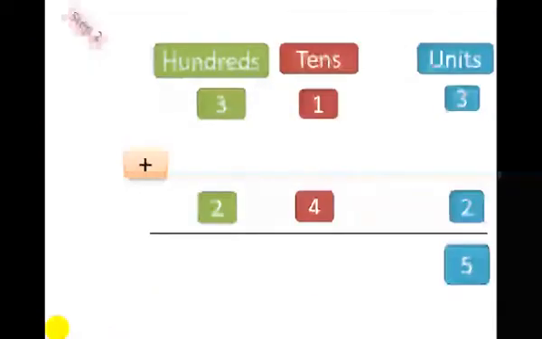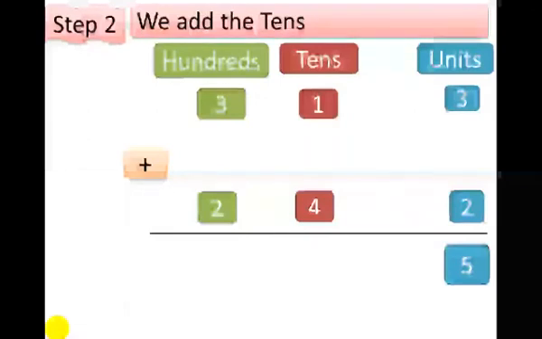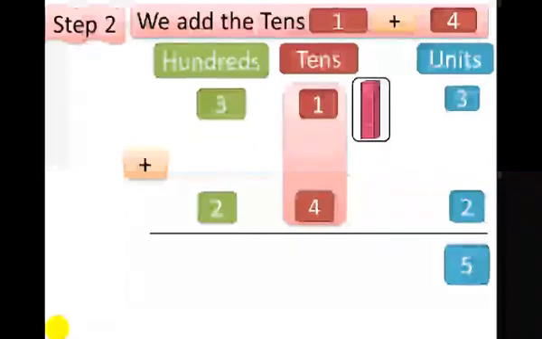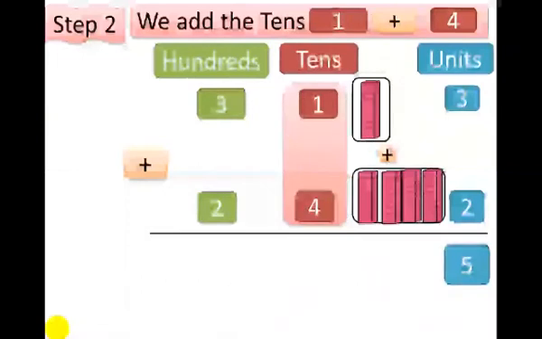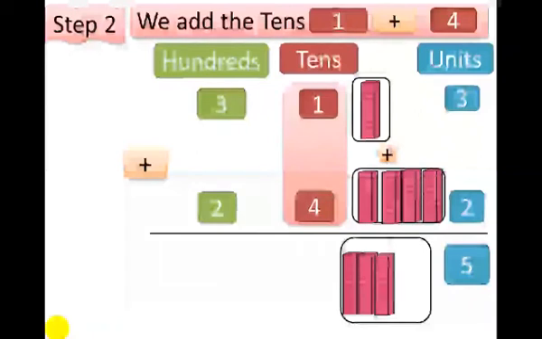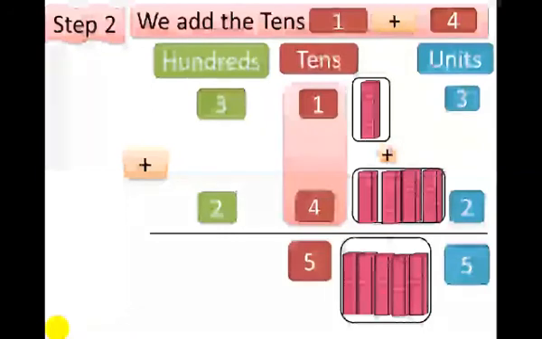Next, we add the tens. 1 ten plus 4 tens. 1 ten, 2 tens, 3 tens, 4 tens, 5 tens, equals 5 tens.